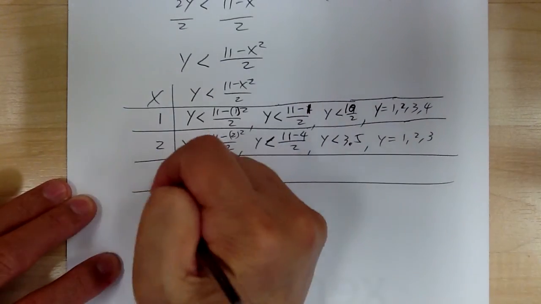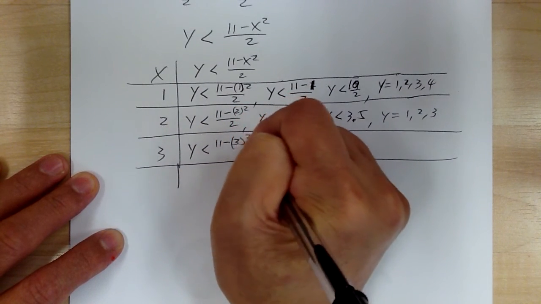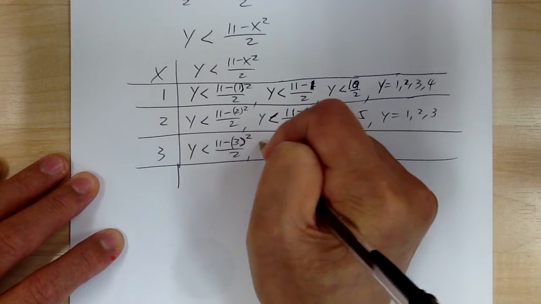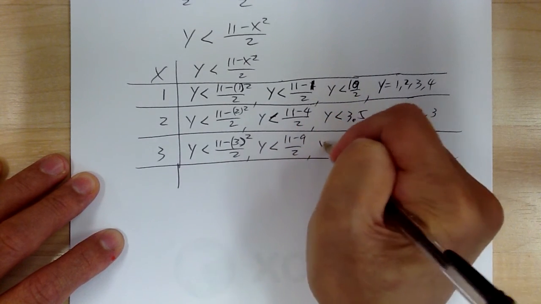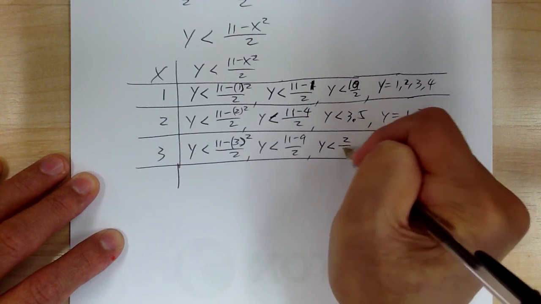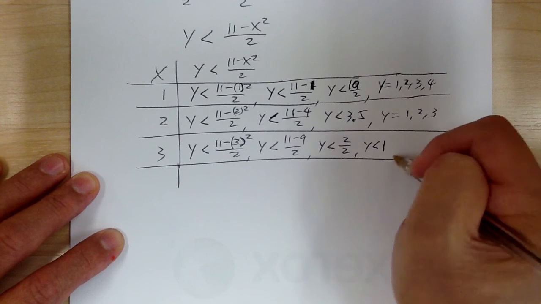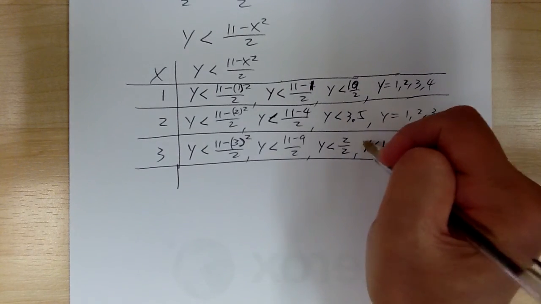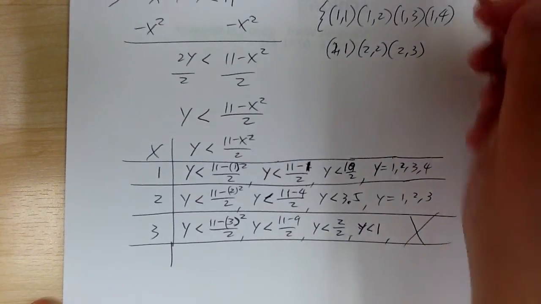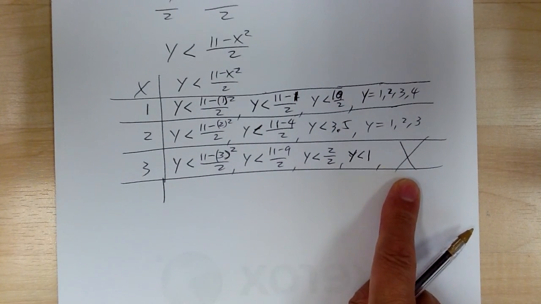Okay, now you try 3. So y is less than (11 minus 3 squared) over 2. So y would be less than (11 minus 9) over 2. So y is less than 2 over 2. So y is less than 1. Now, is there a positive integer less than 1? No, right? 0 is not positive, so that's none. So you keep going until it's no good. Okay, and that's it.